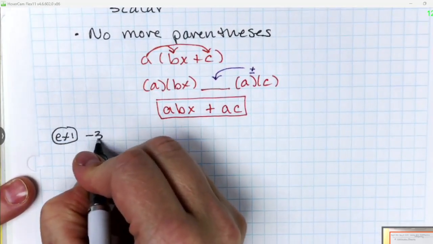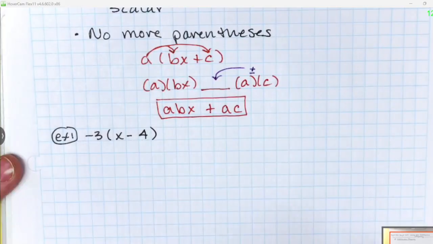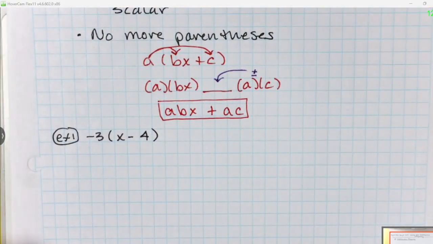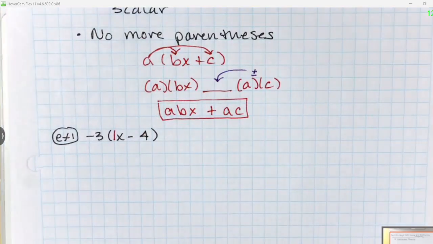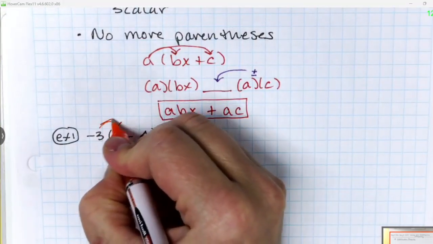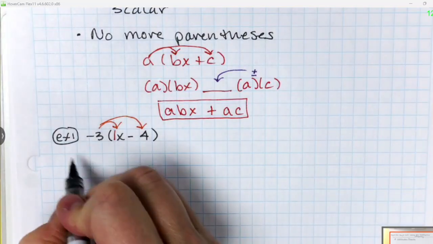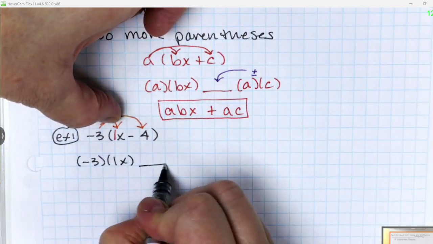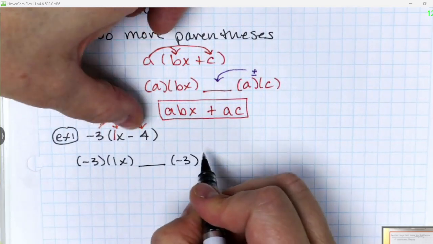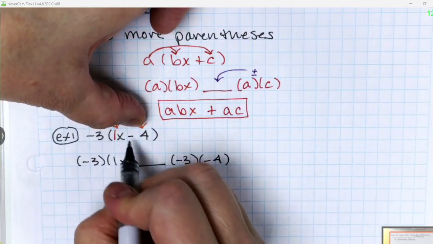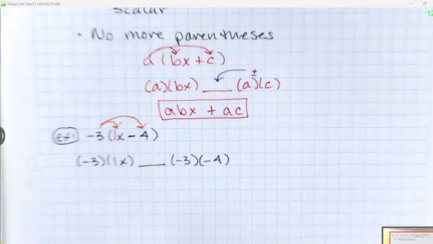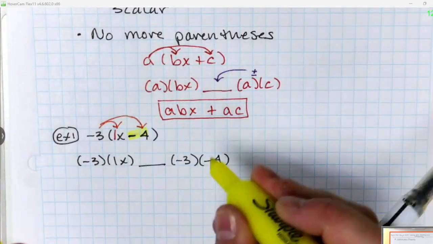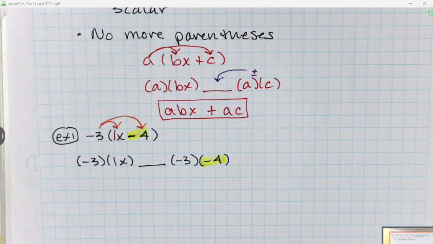First one, negative 3 times (x minus 4). And you know that when you have an x, it's really an invisible 1x. So what we're going to do is distribute the negative 3 to every term inside the parentheses. So I've got negative 3 times the first term, which is 1x. Leave a space, and then negative 3 times the second term, which is negative 4. Be sure the negative goes with the 4, so that you use it when you're multiplying.